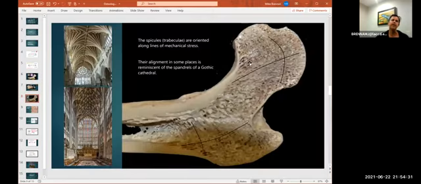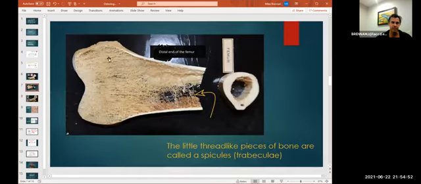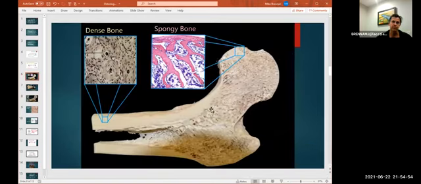These trabeculae or spicules, whatever you want to call them, orient themselves in a very specific fashion along lines of mechanical force or stress. In some bones, you can look at the way they're arrayed. Let's go to the previous image. This one doesn't show it as much as others.